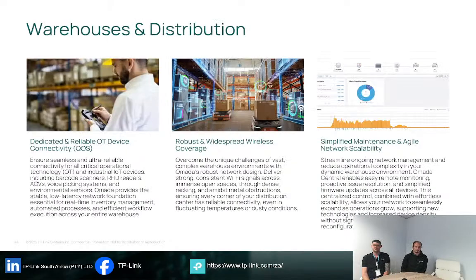Okay, warehouse and distribution. A dedicated and reliable OT device connectivity. So once again, just some more QoS. What is really nice about this is that we have high density units. We have the ultra reach units, very nice for big warehouses that stretch far. So you can have fewer APs covering a bigger space. Robust and widespread wireless coverage, like I mentioned, with the ultra range units, you can go quite a distance.